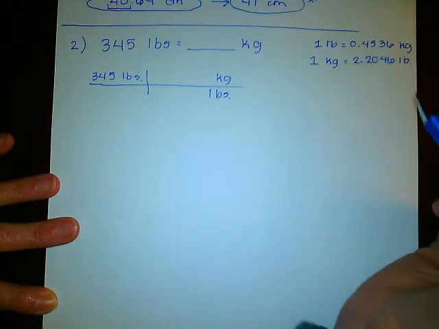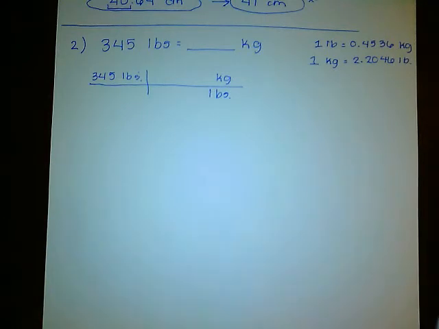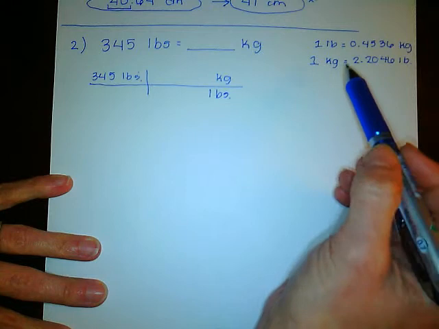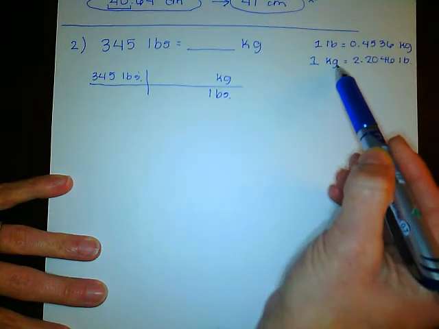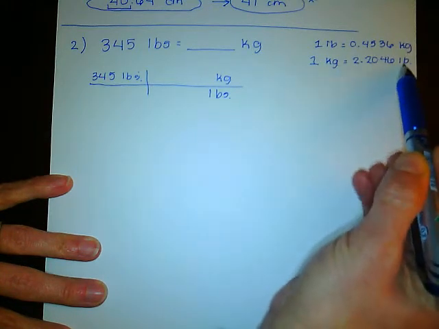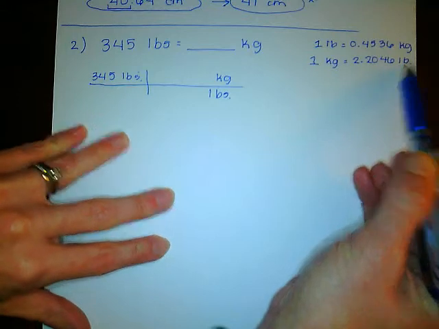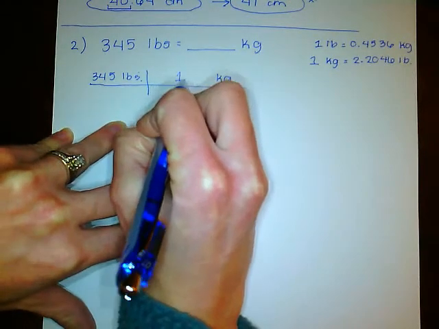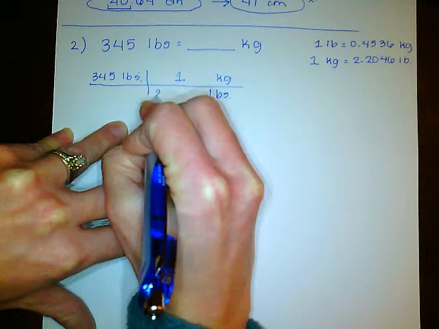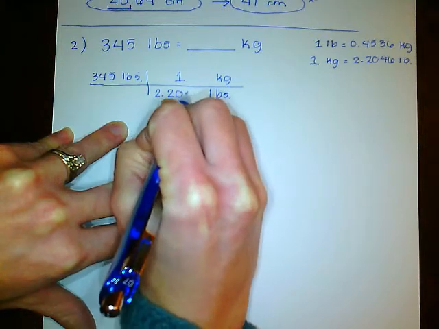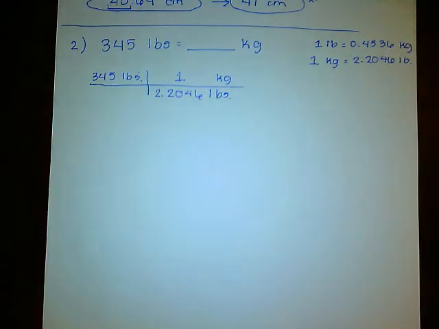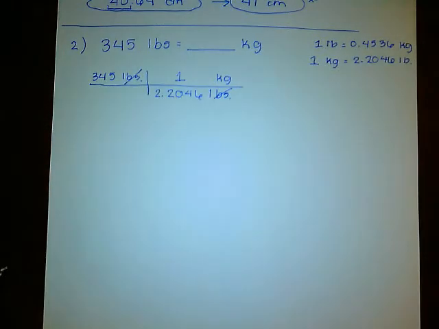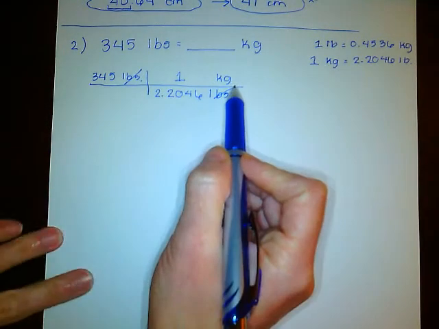So again, it does not matter which one of these you use, and I'm going to show you here in a second that it doesn't matter which one. Let's go ahead and use the 1 kilogram equals 2.2046 pounds, just to make it different from the one we did a moment ago. So we're going to fill in 1 kilogram equals 2.2046 pounds. So again, we see that pounds are going to cancel out, and what we are left with is kilograms.